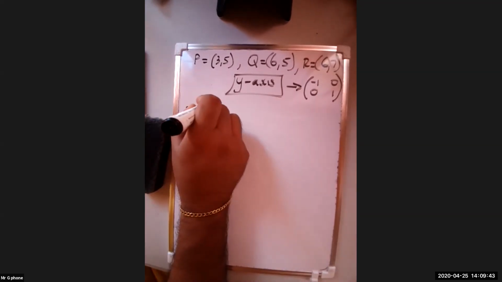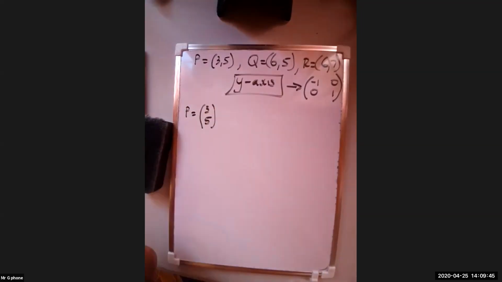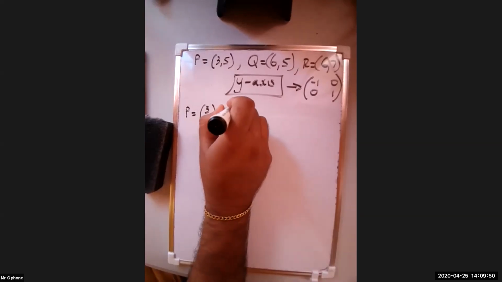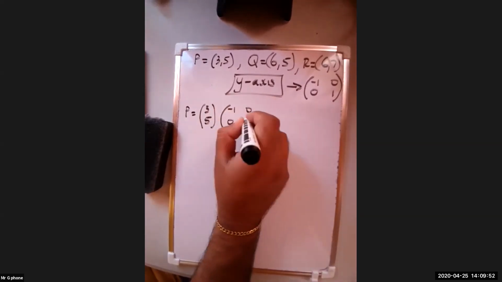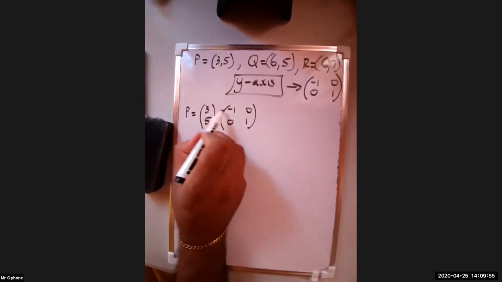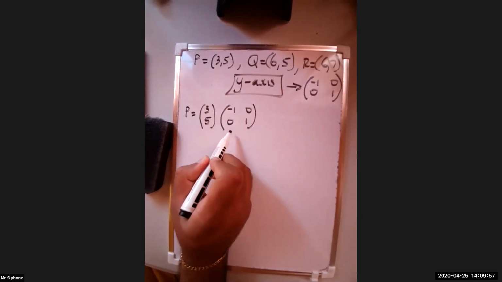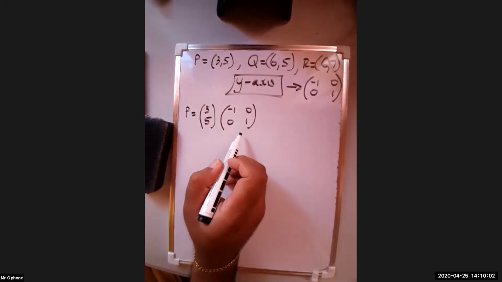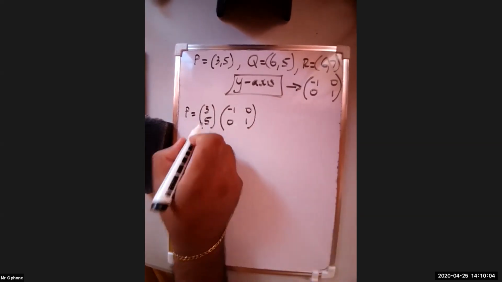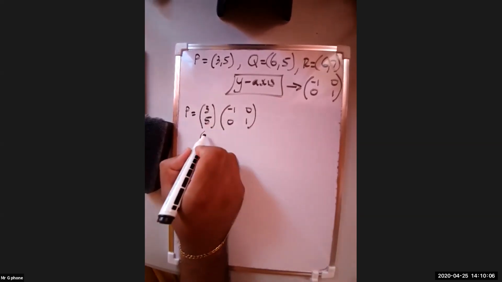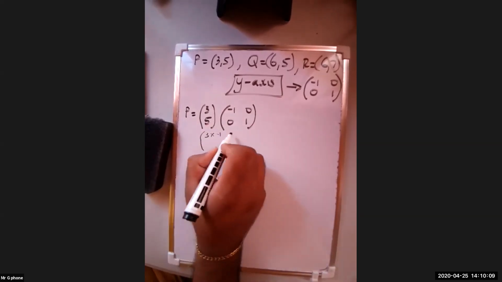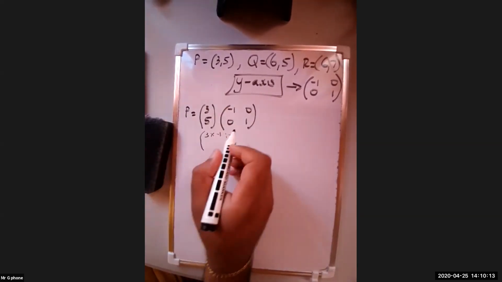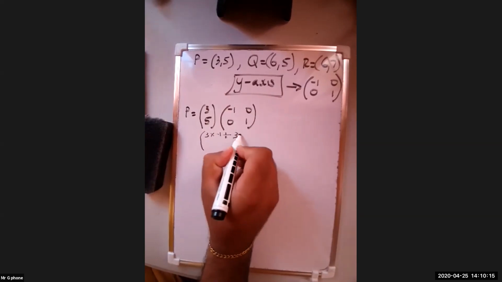It's (3, 5). We write it in column matrix format. And of course, the matrix [-1, 0; 0, 1]. So it's first row by first column, and then first row by second column, second row first column, second row second column, right? So let's do it. 3 by -1 plus 3 by 0.